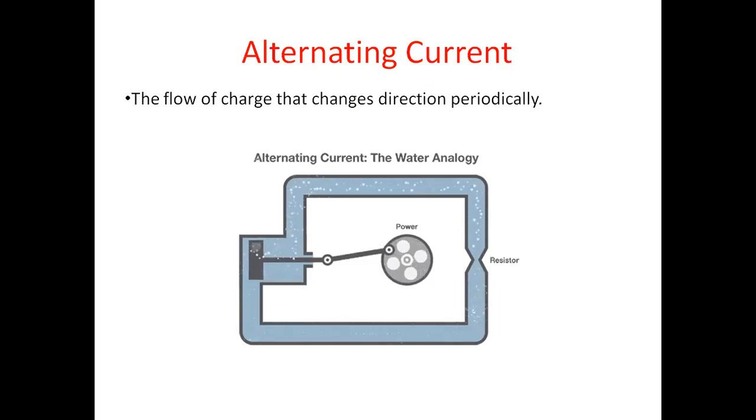Next is generating AC, or how to generate alternating current. The alternating current can be produced by using a device which is called an alternator. The alternator is a device which is a special type of electrical generator designed to produce alternating current.